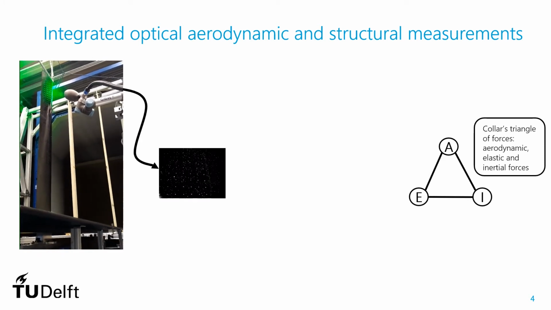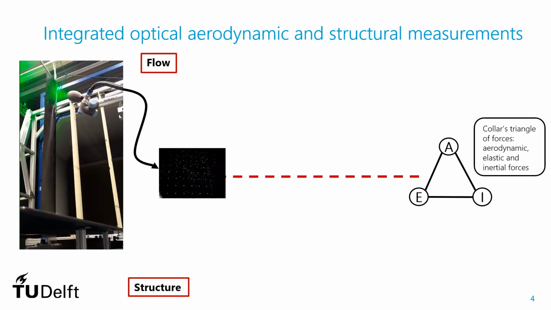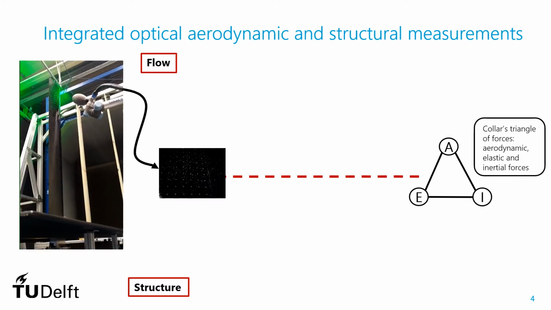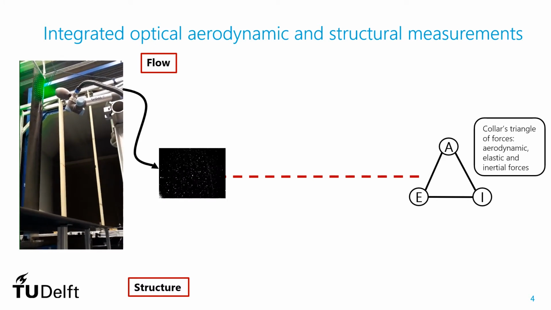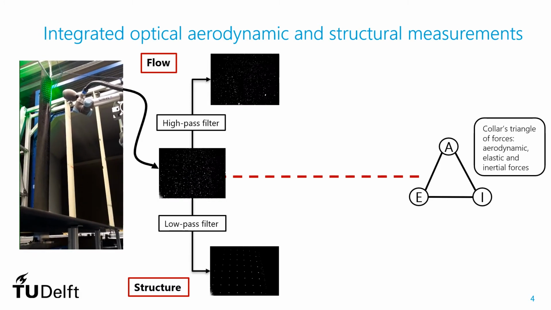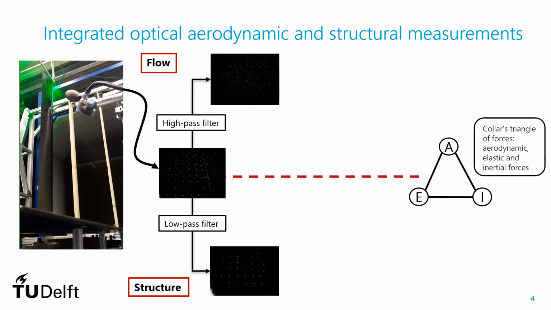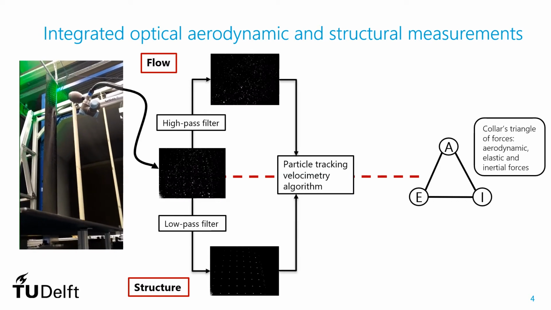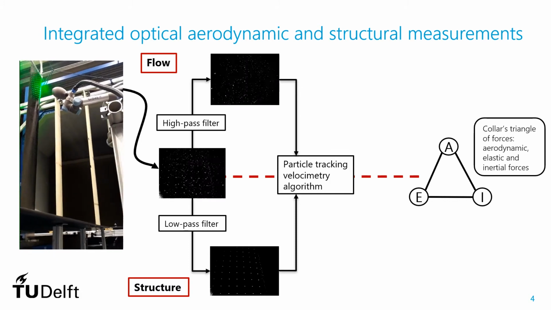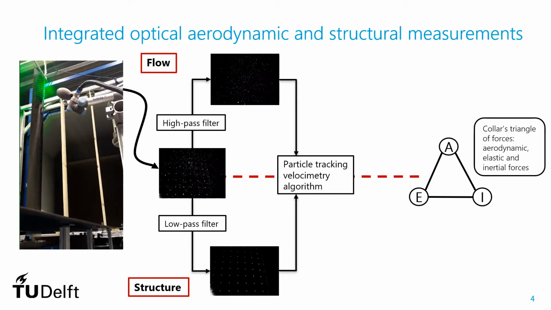The first step is to separate this information into flow and structure information. We achieve that by applying a high-pass filter to the series of images to get the flow and a low-pass filter to get the structure. The next step is to apply the particle tracking algorithm. A very nice feature of our approach is that we can use the same algorithm for analyzing the flow and the structural measurements.